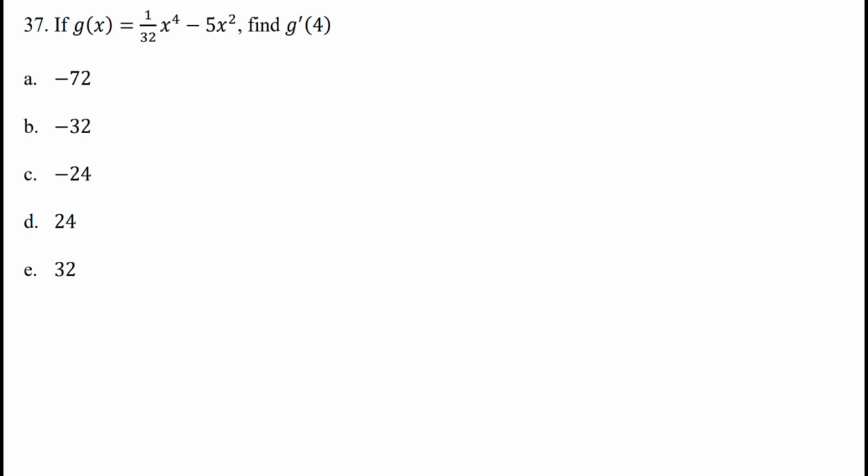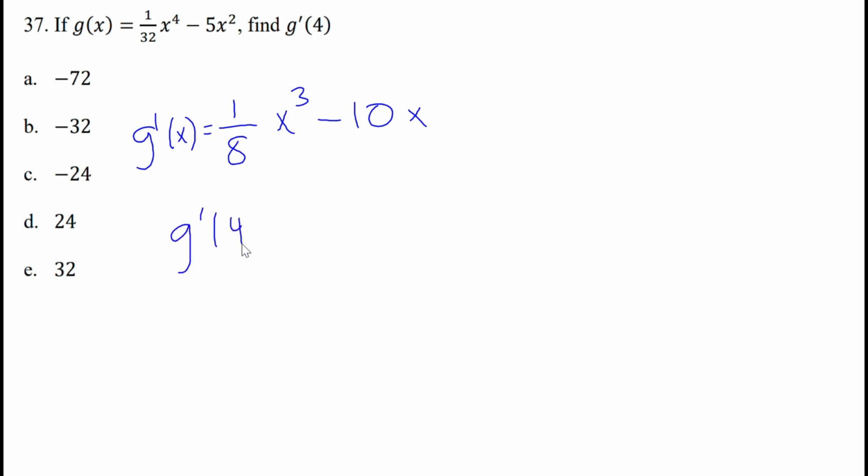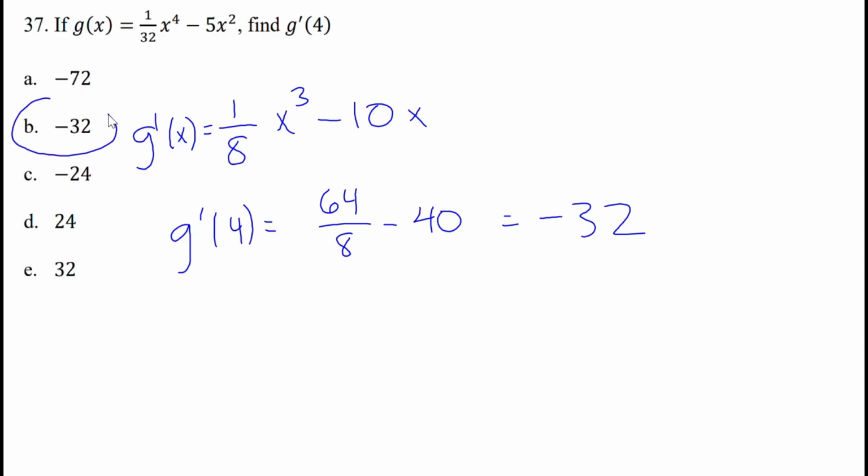And for number 37 here, we just want the derivative of this function at 4. Right? So, well, 1/32 times 4 would be 4/32, which is just 1/8. So 1/8 x cubed, and then minus 10x. And we want to evaluate this at 4. So g prime of 4 should just be 4 cubed, or 64 over 8, minus 10 times 4, so minus 40. So 64 over 8 is 8, so 8 minus 40 should be negative 32, which is answer choice B.